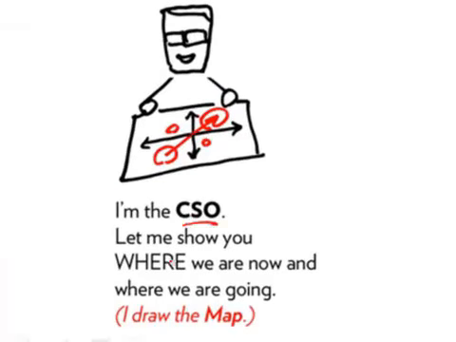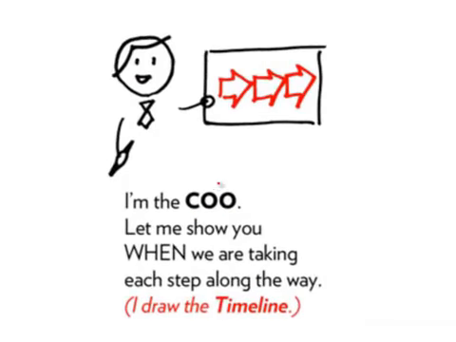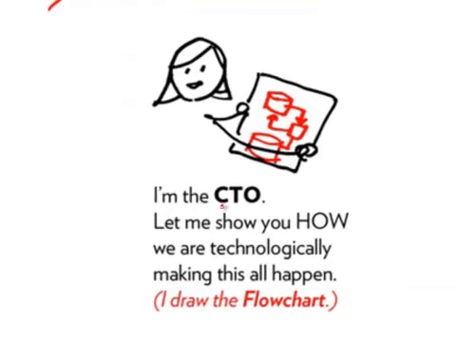I'm the Chief Strategy Officer. Let me show you where we are now and where this company is going. To do that, I'm going to draw the map. I'm the Chief Operations Officer. Let me show you when we're taking each step along the way to execute on what everyone else has said. Here are the steps, 1, 2, and 3. That's the order we're going to take them in. I draw the timeline.